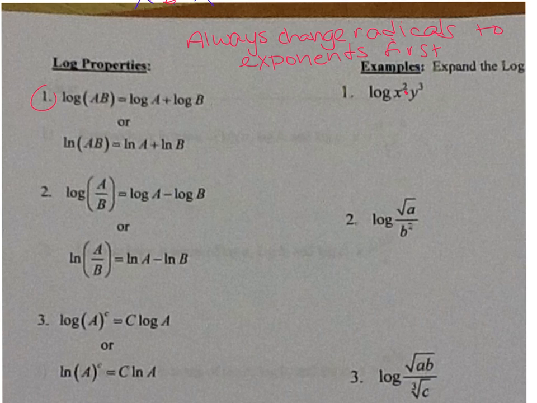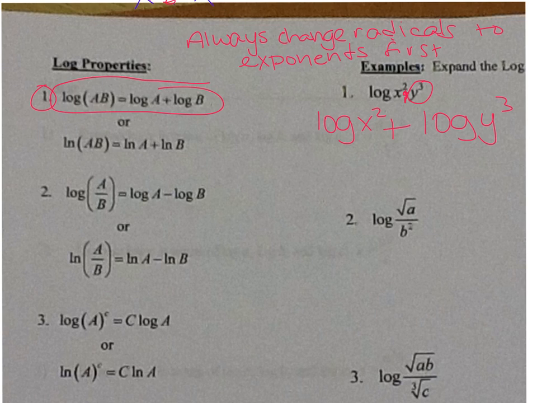So I want to use the first one. So it's going to be log x squared. Then I get to my multiplication. As soon as I get to my multiplication, I put a plus. And then this guy here gets a log. Log y to the third power. So I used rule number 1. Multiplication became a plus, each one gets a log.